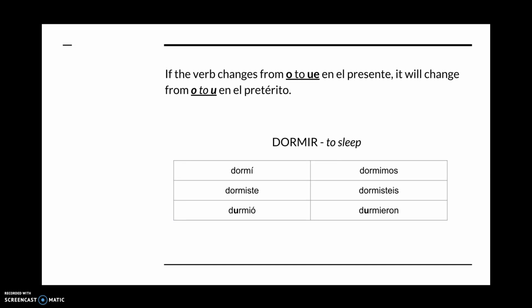If a verb changes from O to UE in the present, it will change from O to U en el pretérito. And the one verb that you need to know now is dormir, which is to sleep. So we have dormí, dormiste, durmió, dormimos, dormisteis, and durmieron.